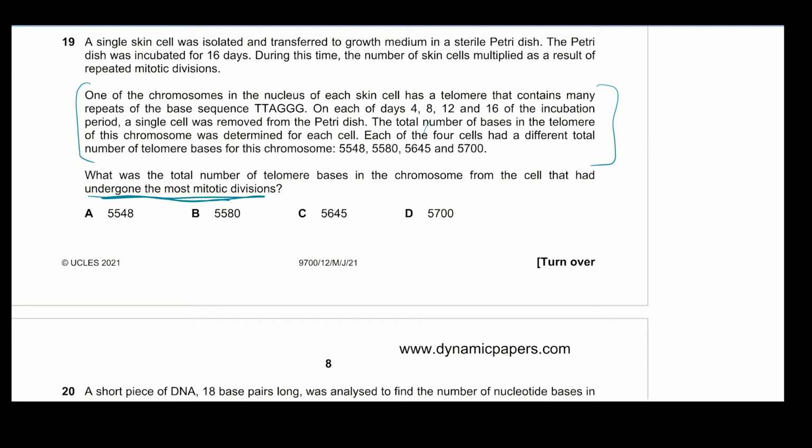We know that with each division, let me write that, with each division, the number of telomere bases decreases. The cell that has undergone the most mitotic divisions is going to have the lowest number of telomeres. The lowest number here we have is going to be A.